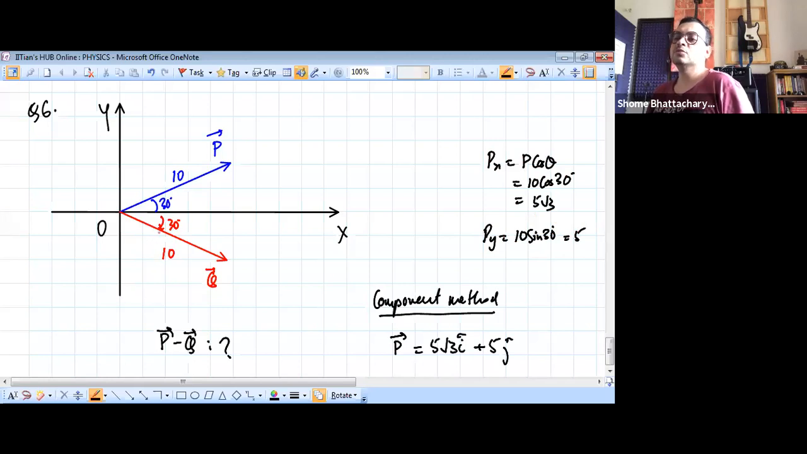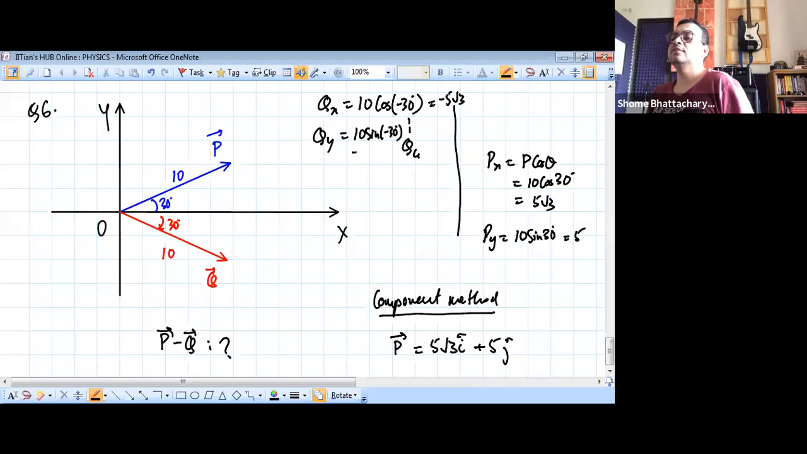But when it comes to Q, now for Q, what will it be? The x component will become 10 cos of minus 30 degrees because it's in the fourth quadrant. So this will become minus 5 root 3. Whereas Q's y component will be 10 sine of minus 30. Oh sorry, the other way around. The x component is positive and the y component is negative. My mistake. Fourth quadrant, sine theta is negative, cos theta is positive. So this is minus 5.